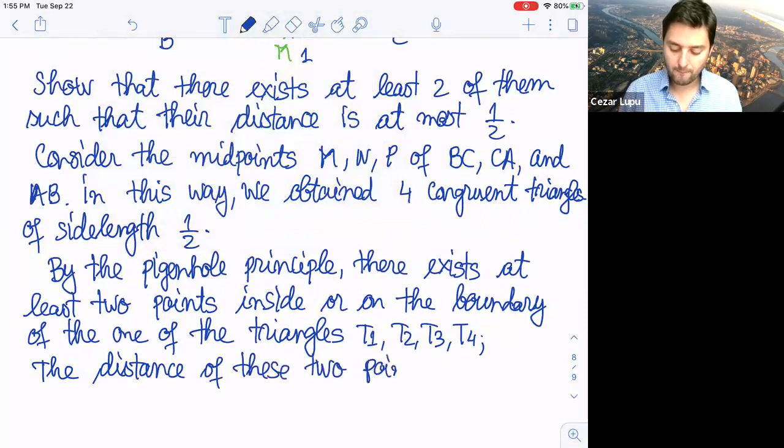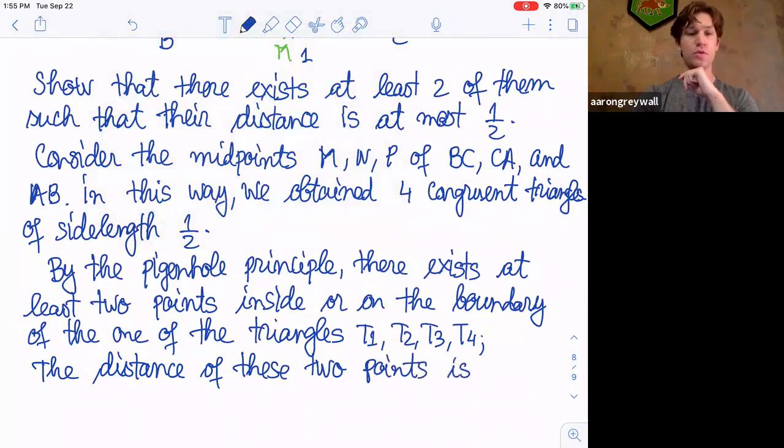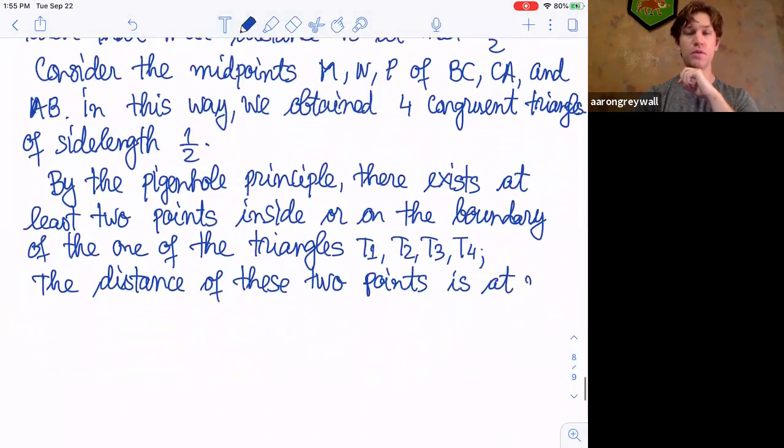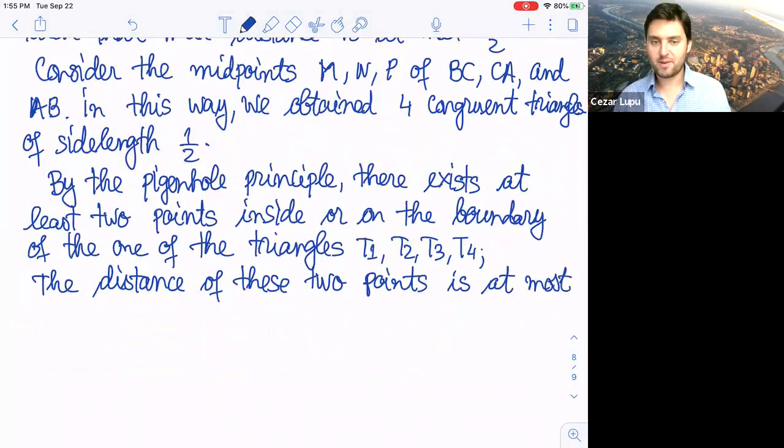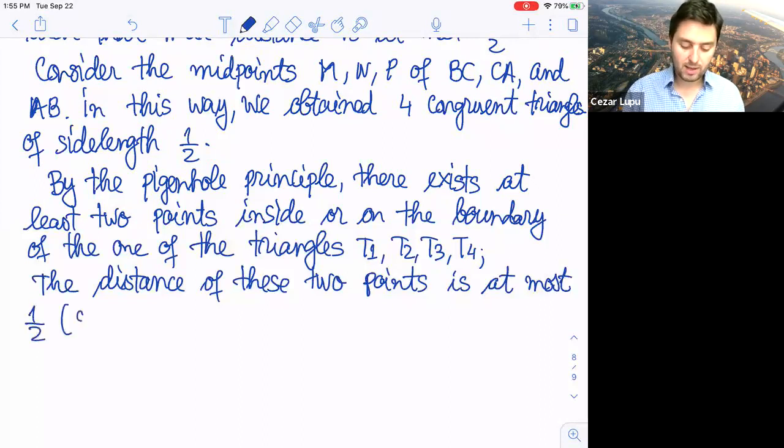But the distance of these 2 points is at most 1/2. What are the odds that there's a pigeonhole principle question on the Putnam? Oh, very high. You will see in the homework, when we're on Thursday in the recitation, plenty of problems using the pigeonhole principle. I will also do another lecture where I will solve more problems using the pigeonhole principle and some other topics.